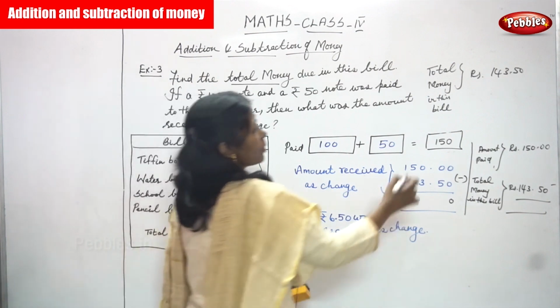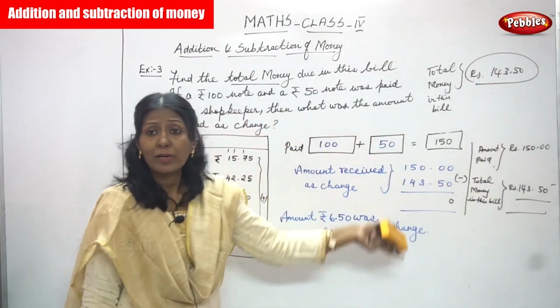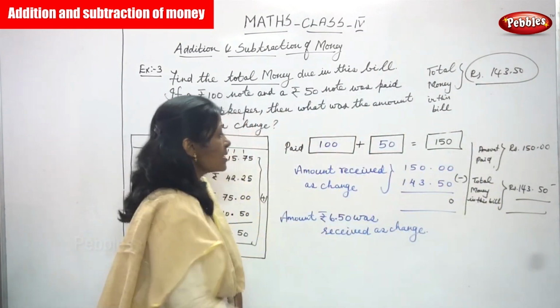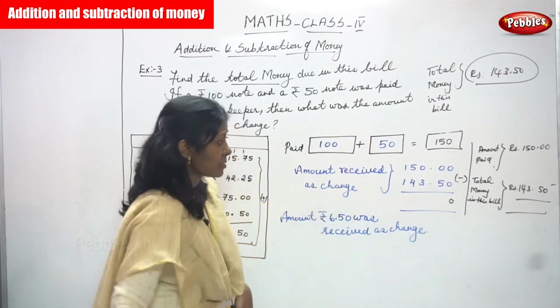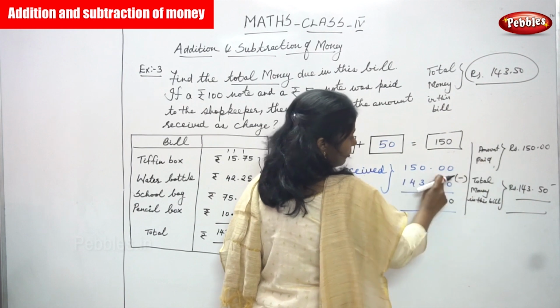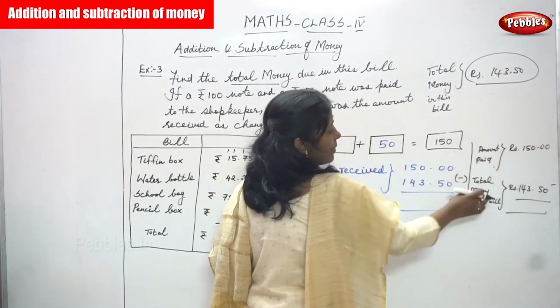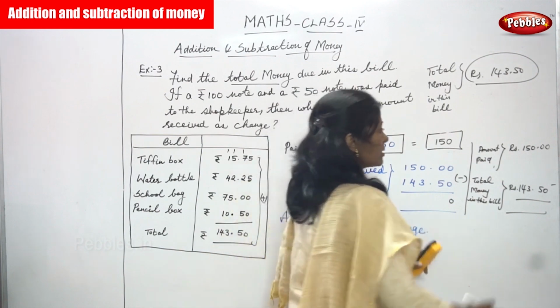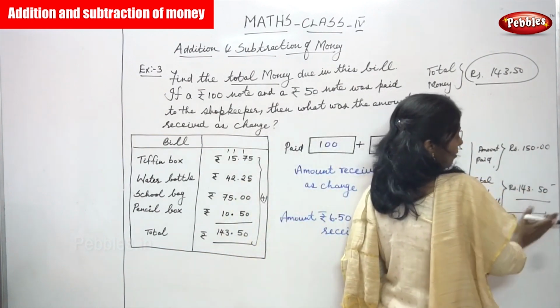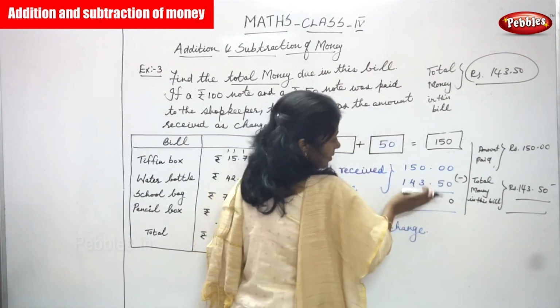You got the total amount in this bill, that is rupees 143. He has already paid 150 rupees. So the amount received as a change: he paid 150. Amount paid, that is 150, and that is 143.50, the total money in this bill. Actually I've written it in the last corner, very clearly in this place.